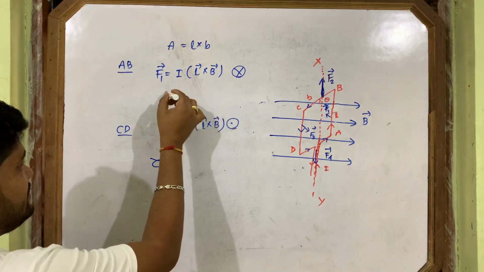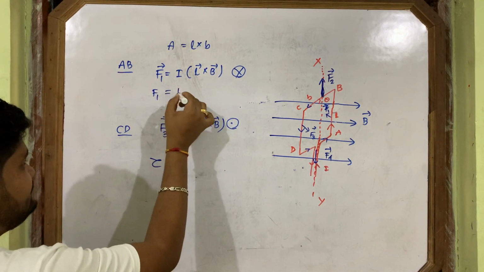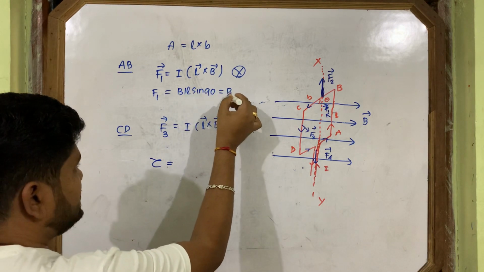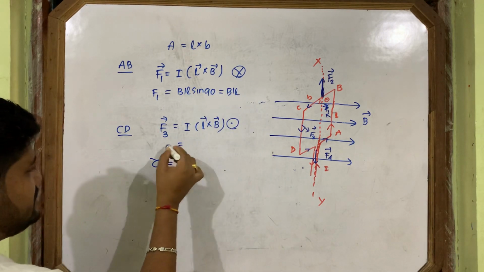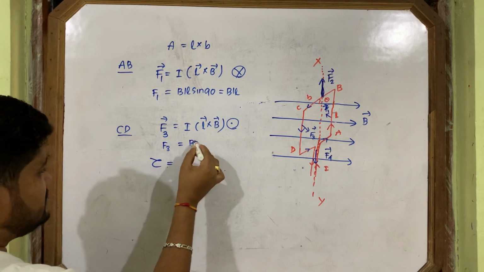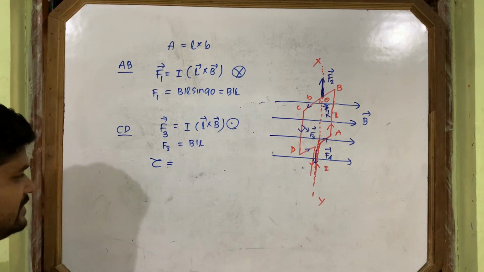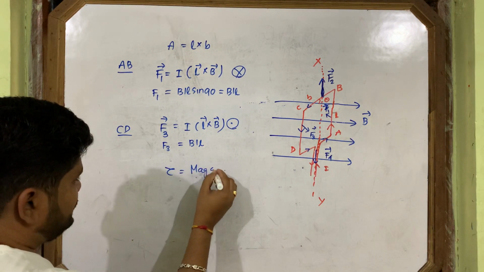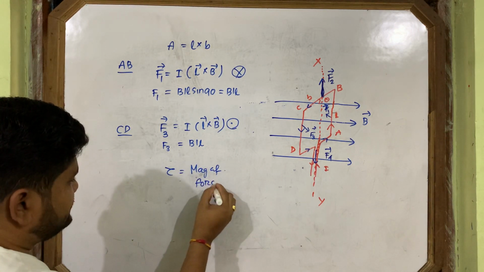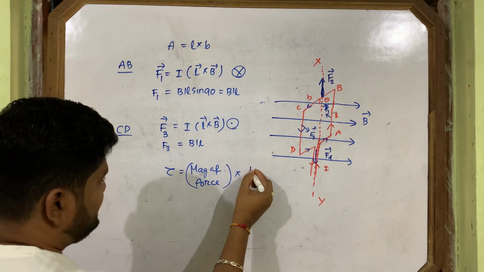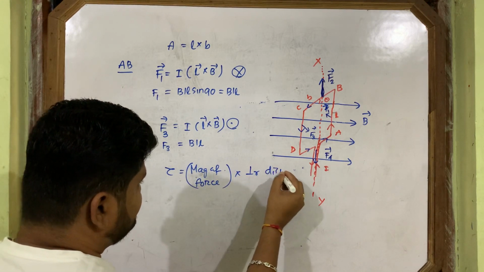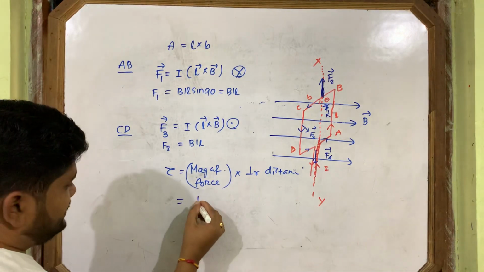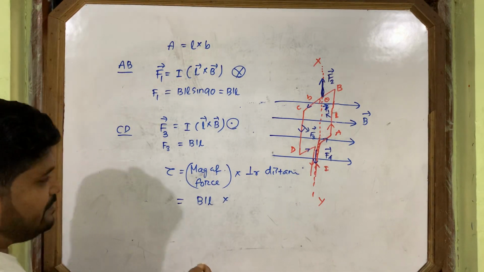Magnitude of either force. What is the magnitude of this force F1? This is B sin 90, which means B. What is the magnitude of this force F3? This is also B sin 90, so B. So torque is the magnitude of either force into the perpendicular distance. So the magnitude of force is B into the perpendicular distance.